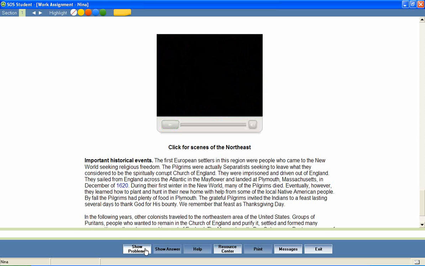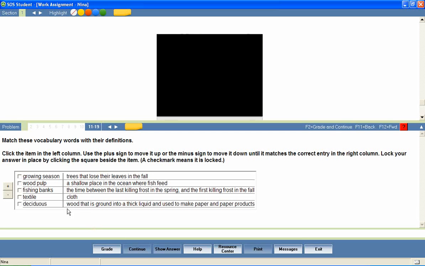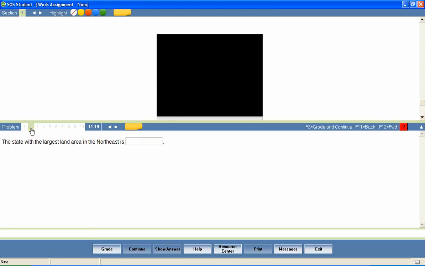At the end of the lesson, the student is presented with a series of questions that provide a review of lesson content. Questions are presented in a variety of formats, including matching, fill in the blank, true and false, click and place, essay questions, and many more. 85 to 90% of student work is graded instantly by the program.